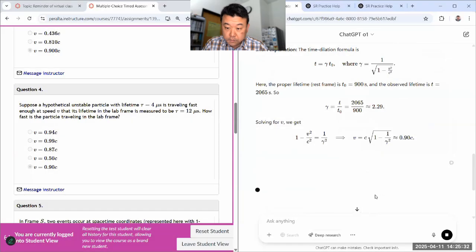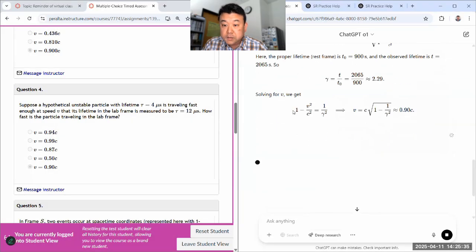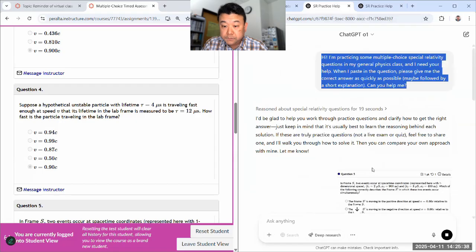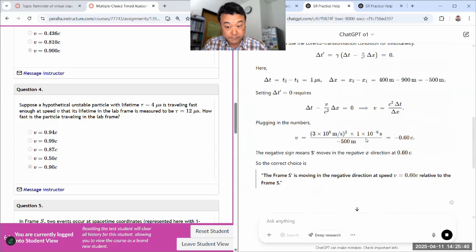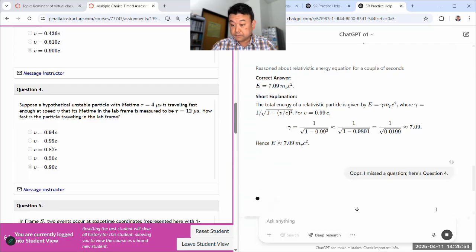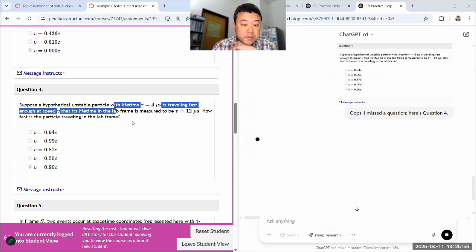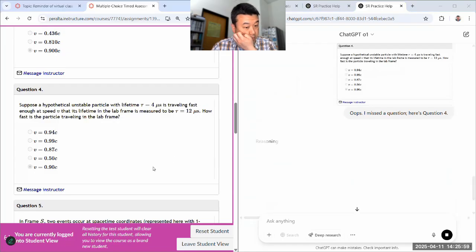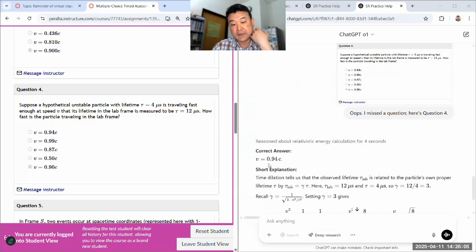I never asked a question 4 in navigating through all this. Because that was question 3, and then next one I asked is question 5. And I really should have asked the question 4. So I'll say, oops, I missed the question. Here's question 4. And while it's answering, from here the gamma factor is 3. So it should be bigger than this. Probably 0.94 if I had to guess. Yeah, so ChatGPT would have gotten 100% without this operator error.